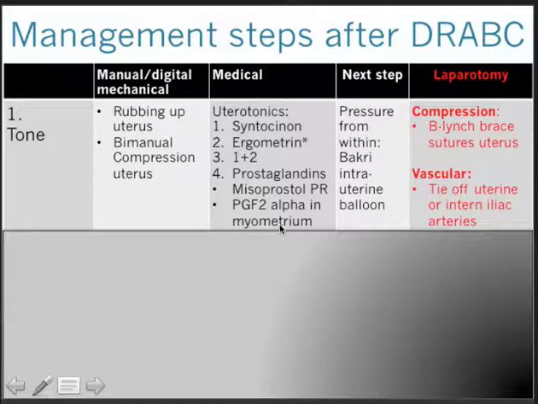usually IV or IM. Sometimes, if the bleeding persists, it's useful to insert a balloon inside the uterus, which we fill up with 400 or 500 milliliters of lukewarm water, and that gives pressure from within, which could compress the blood vessels and stop the bleeding. A more advanced method would be compression by placing the B-Lynch brace or compression sutures, and vascular tie off of the uterine or the internal iliac arteries.